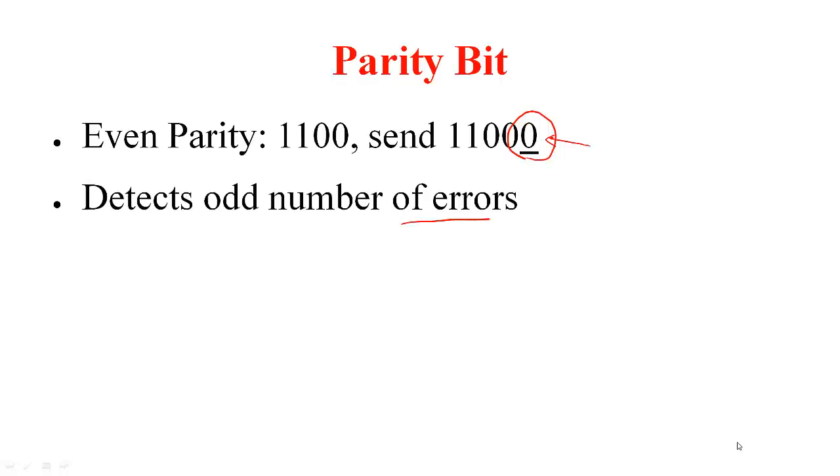So a parity bit can detect any odd number of errors, because with this the parity will not match anymore. And unfortunately it cannot correct any errors, because you just have one bit and it does not give you any indication of where the error has occurred. Wherever the error has occurred, it just shows that the parity does not match.